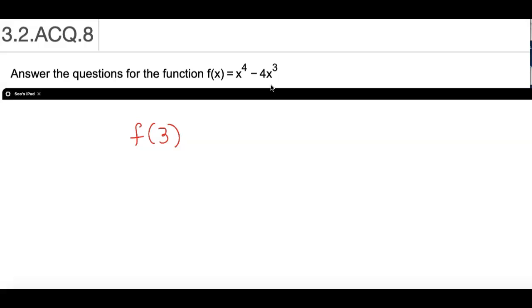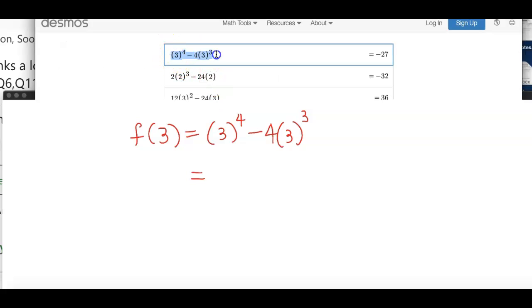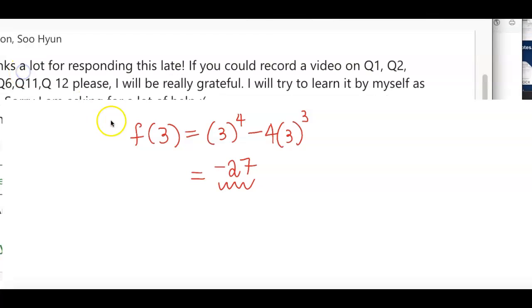So if I plug in 3 to find its y value, I will have to evaluate that. So what's that? When I type that into this scientific calculator, I got negative 27. So that must be, and this time I actually care about the numerical value because this is the y coordinate of this relative minimum. So let me go back to my MyMathLab and then I will type in negative 27.